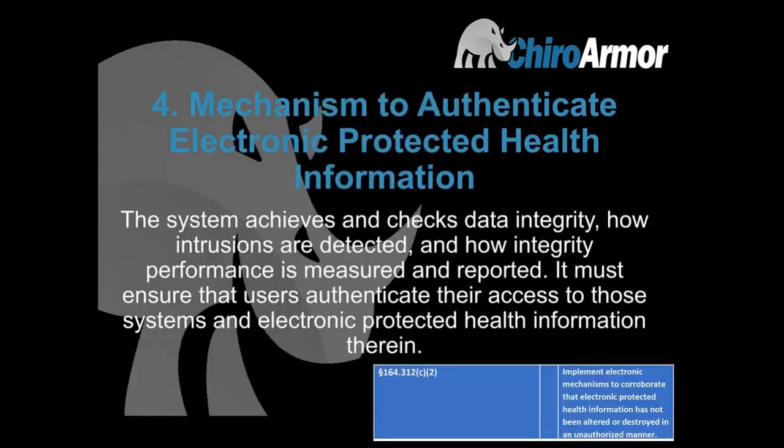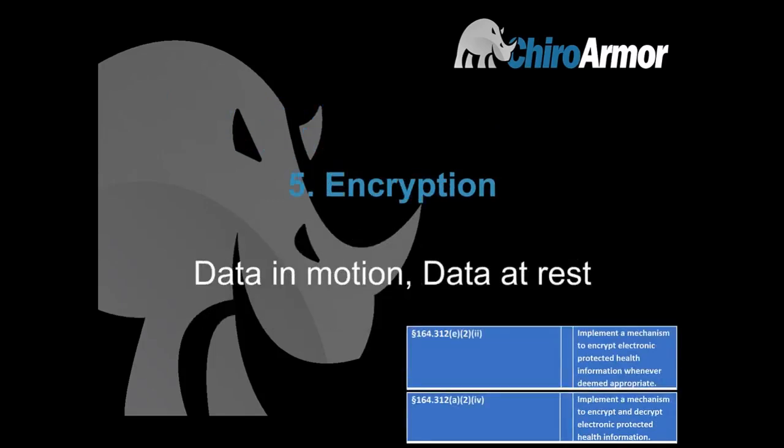The fourth thing is the mechanism to authenticate electronic protected health information. And this is what we alluded to earlier, is that you need to have a system in place that checks for that data integrity. We need to be able to detect if there are any intrusions, and how do we measure the integrity's performance. We have to make sure that users can authenticate their access into the system and make sure that we are able to give the appropriate role access based on the information that they need. And so we're going to see some examples a few slides down the road that will show how this is done within an EHR system.